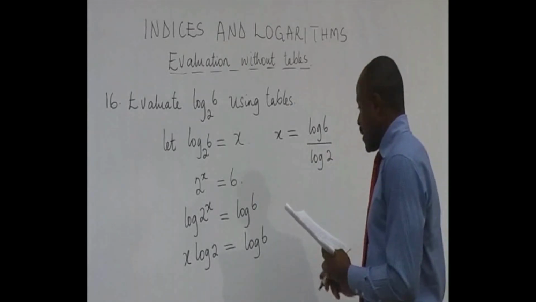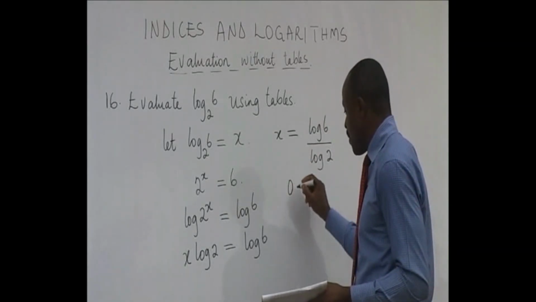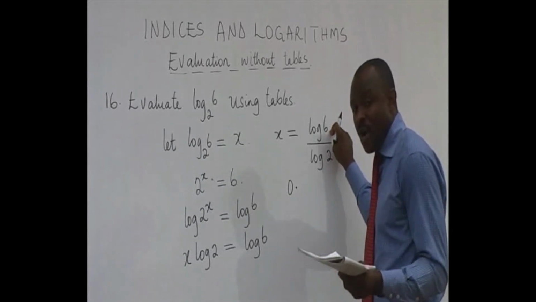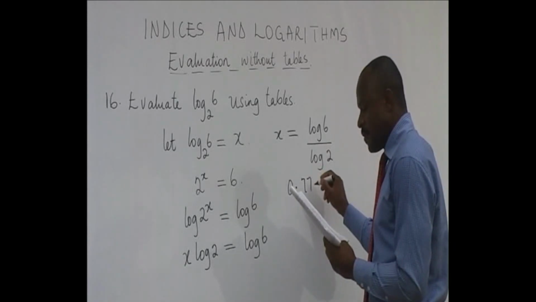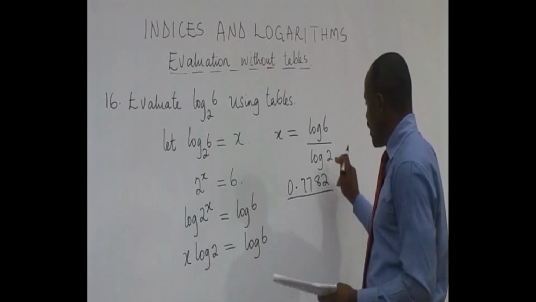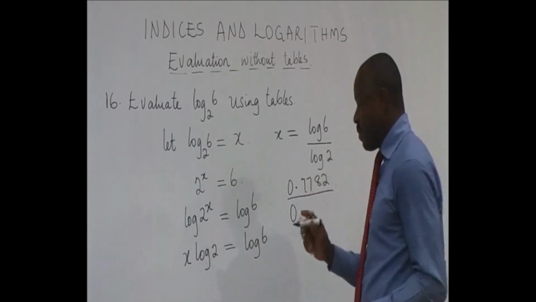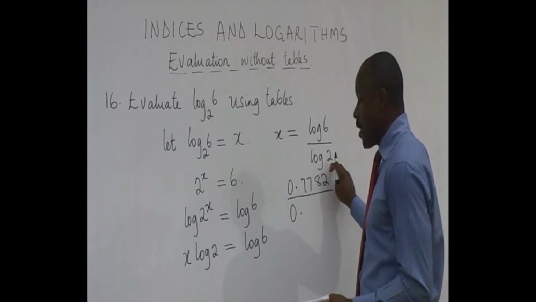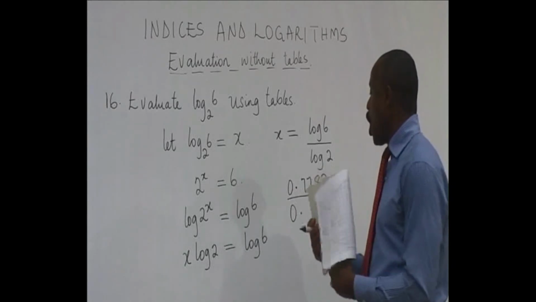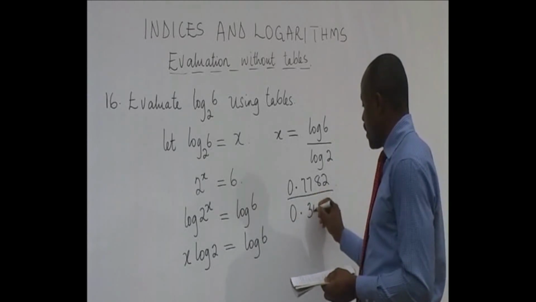Log of 6. 6 is 1 digit. That means whatever you get from the logarithm table will be 0 point something. You cannot see 6, so I'm going to find 60, which gives 0.7782. It's going to be divided by the log of 2. 2 is 1 digit. So whatever you get from each logarithm will be 0 point something. You cannot find 2 in the log table, but you can find 20. So find 20 under 0. 20 under 0 is giving me 3010.